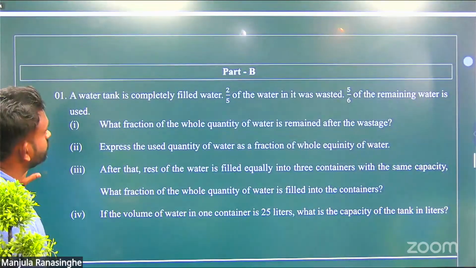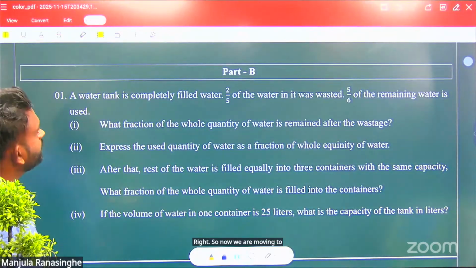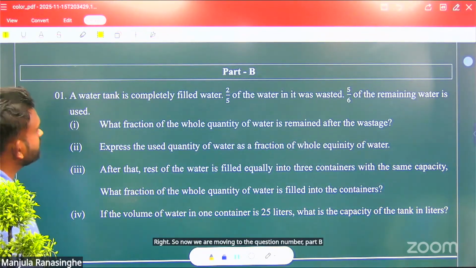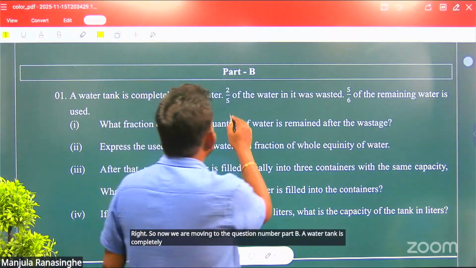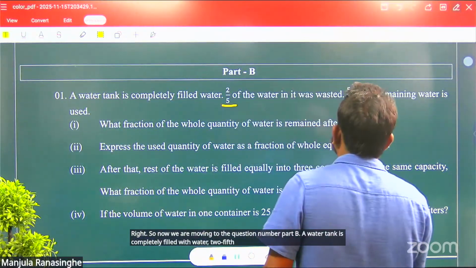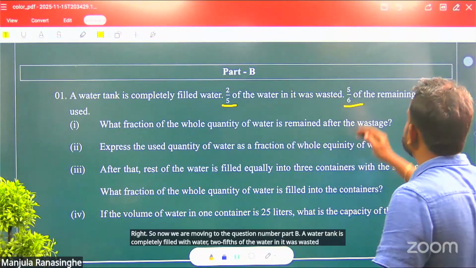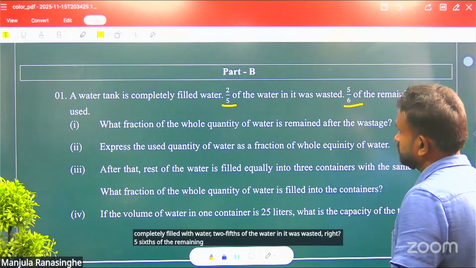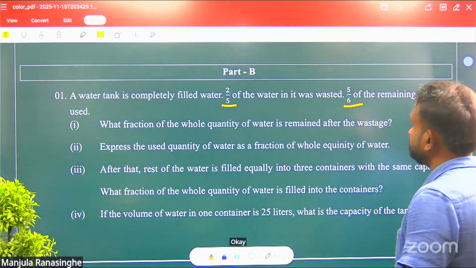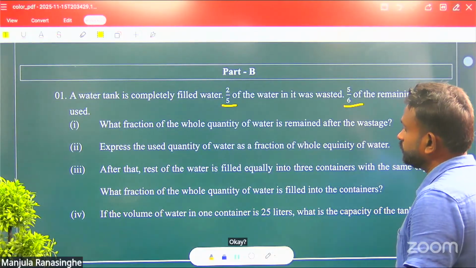Right. So now we are moving to question part B. A water tank is completely filled with water. 2/5 of the water in it was wasted. Right. 5/6 of the remaining water is used. Okay. What's the fraction of the whole quantity of water?